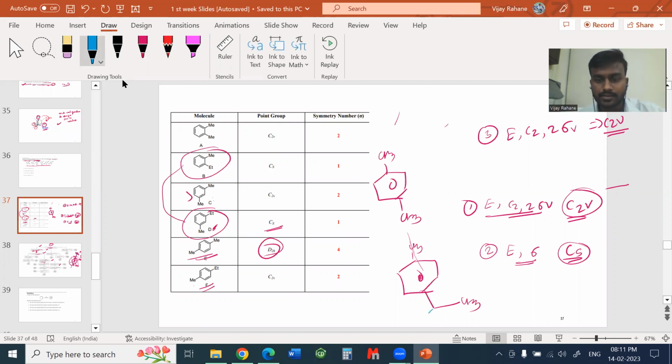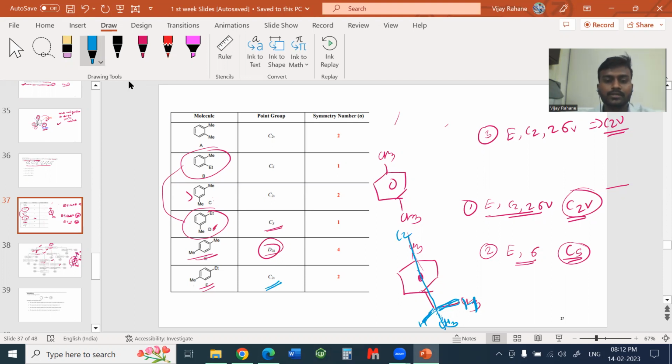Right, here we can consider this hydrogen and this hydrogen are above the plane, and in the downward plane there is a methyl group. Like this we can consider, right? So this methyl is below the plane. So we can see here one possible C2 is there. Similarly, there are two sigma v's also possible, which pass through the C2 axis. So this molecule belongs to the C2v point group.